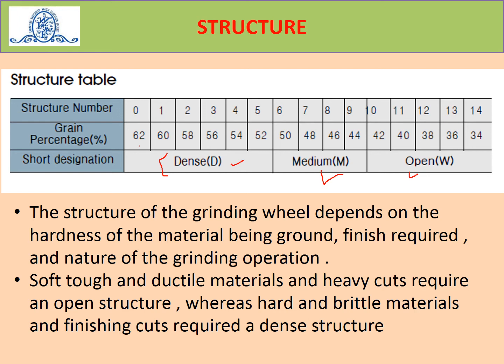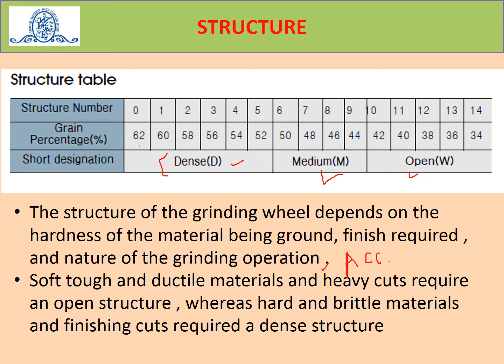The structure of the grinding wheel depends on the hardness of the material to be ground, the finish required, the nature of the grinding operation, as well as the accuracy. So accuracy also plays a very important role in the selection of the grinding wheel for the material that you want to grind.